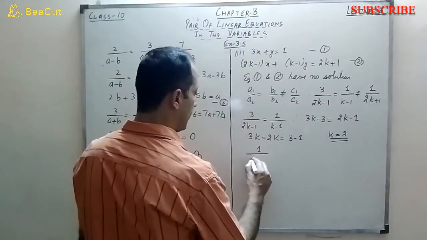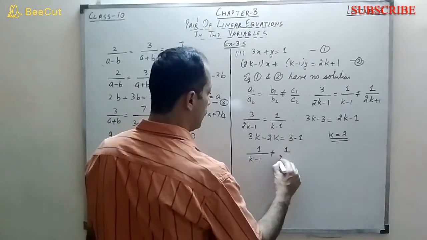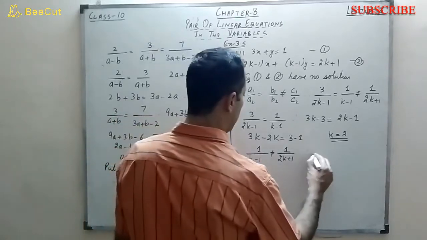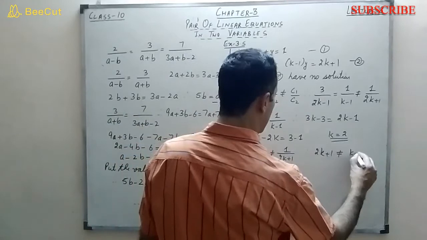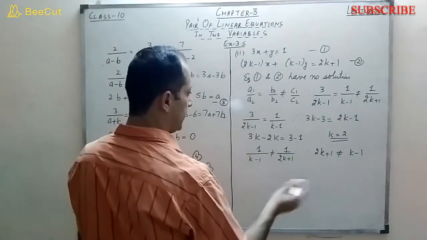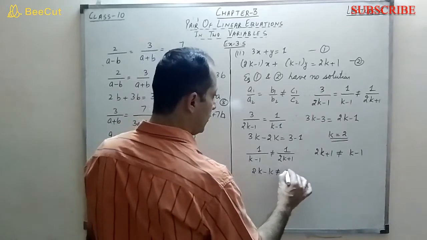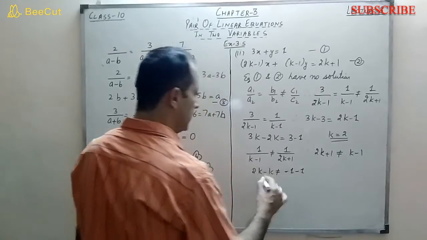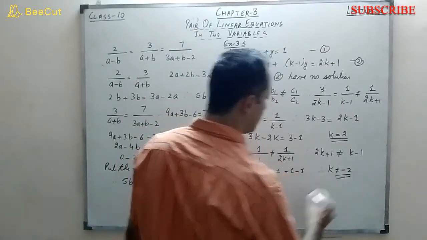So 1 upon k minus 1 is not equal to 1 upon 2k plus 1. Cross multiply: 2k plus 1 is not equal to k minus 1. So just shifting, 2k minus k is not equal to minus 1 minus 1. So we can say k is not equal to minus 2.